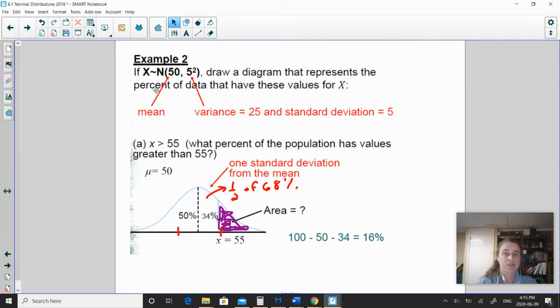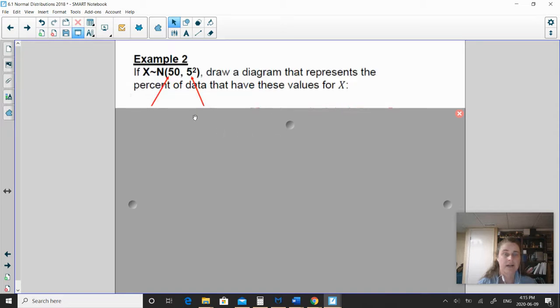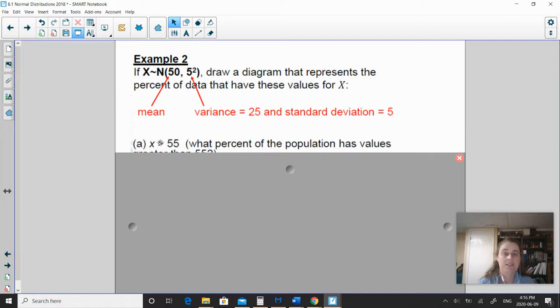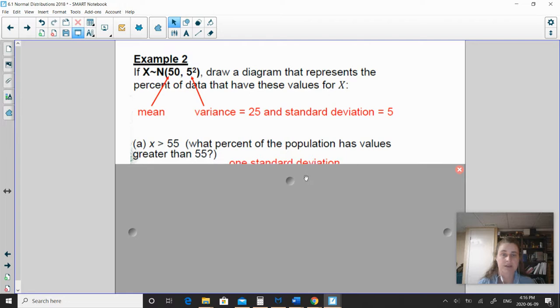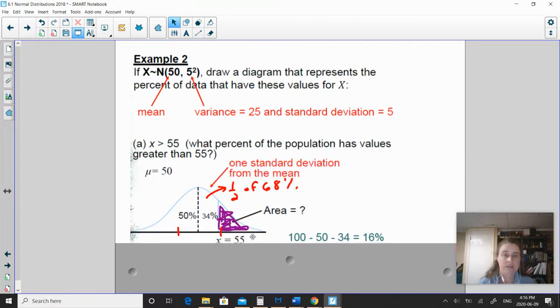Okay, so example 2. Let's take a look here. We have a random variable x distributed normally, a mean of 50, standard deviation of 5. Draw a diagram that represents a percentage of data that have these values. You want x to be greater than 55. What percent of the population has values greater than 55? Well, it's always best to draw yourself a diagram so you can see what's going on. Draw yourself a normal curve. In the middle is our mean. That is going to be our 50.